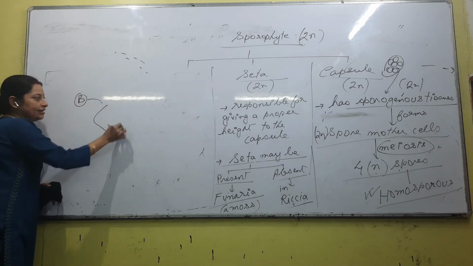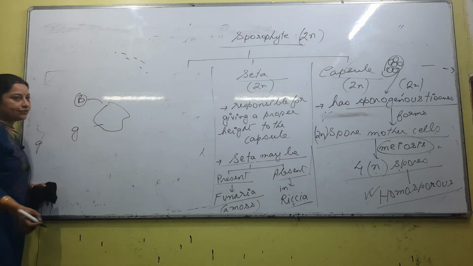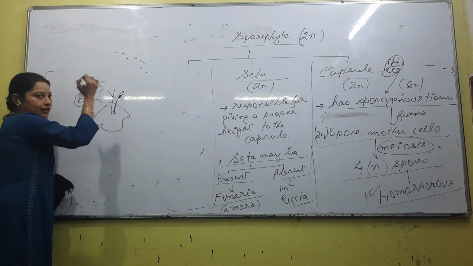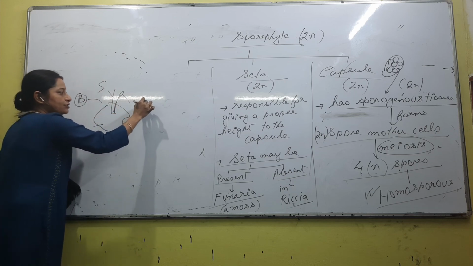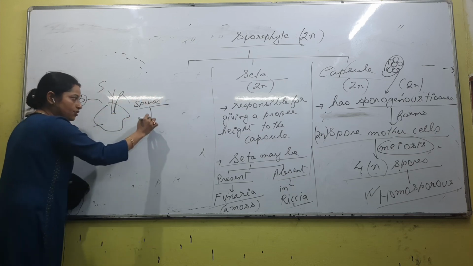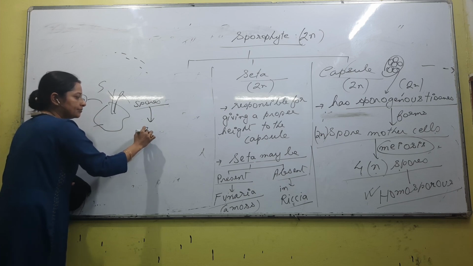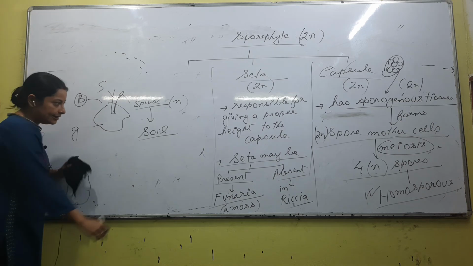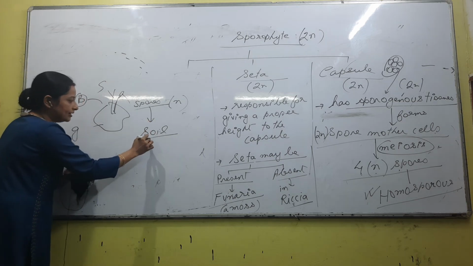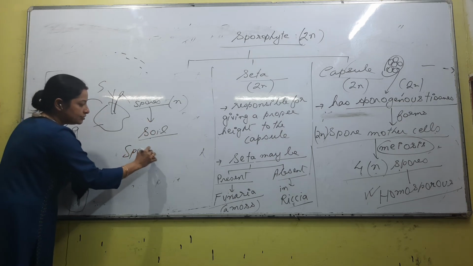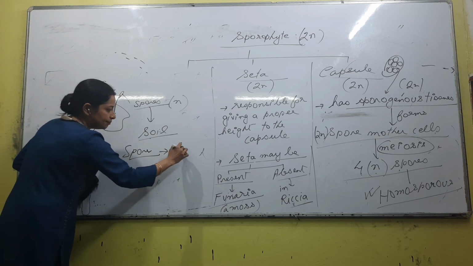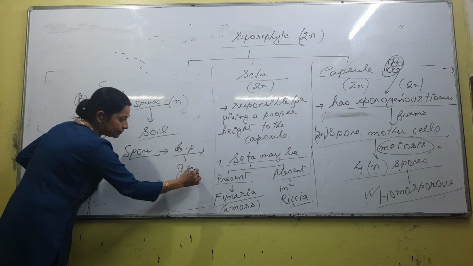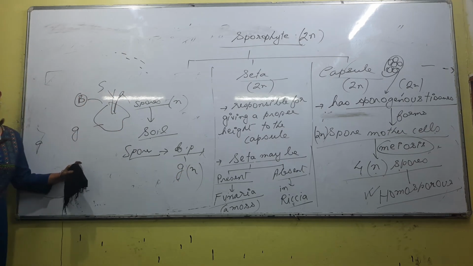Bryophytes, the main plant body is a gametophyte. The gametophyte would produce the sporophyte. Sporophyte will produce spores. Spores will fall to the soil. Ploidy of the spores, and on the soil, spores will produce a baby plant. Baby plant is called the gametophyte. What is the ploidy of the gametophyte? N. Again, look at it, super clear.